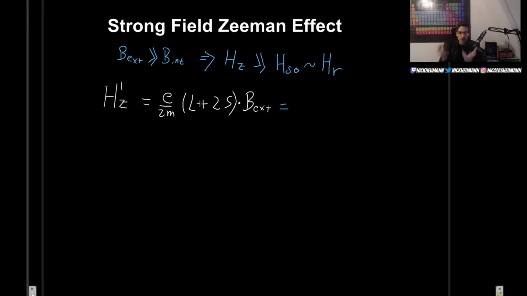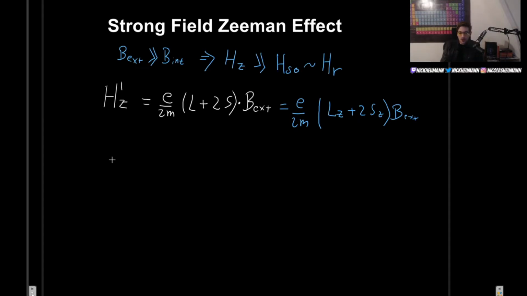When we dot product this, what will we get? The magnetic field will be in a particular direction. We might as well call it the Z direction, since it's the direction that we always like to use. If we take the direction to be the Z direction, then we will only have the Z components from L and S. So we get LZ plus 2SZ, times B external. And we would now like to find the expectation value of this.